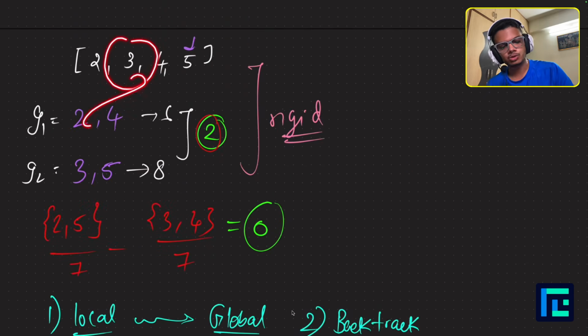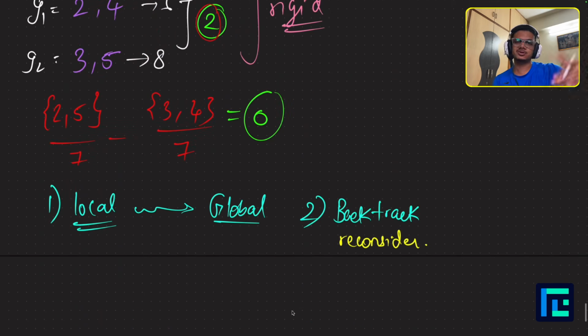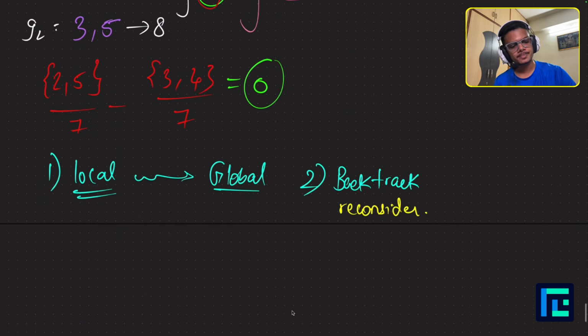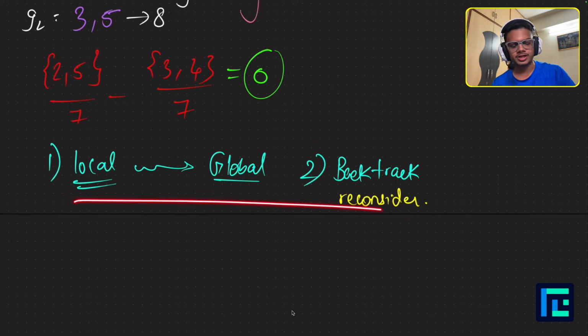Assign the current guy to the group which has less sum as of now. So that was a local optimal choice, but it is not leading to a global optimal choice. We just saw. And we cannot backtrack. We cannot reconsider our choices. So these are two fundamental flaws. So if you cannot do these two, then what next?